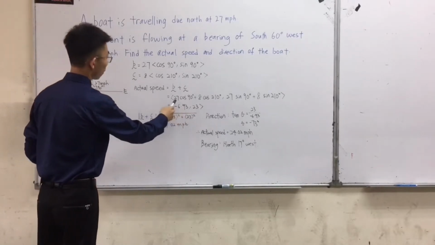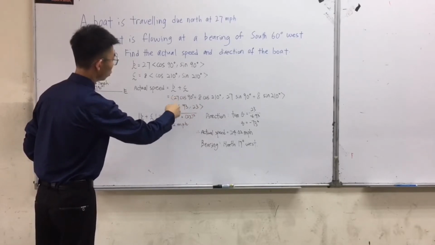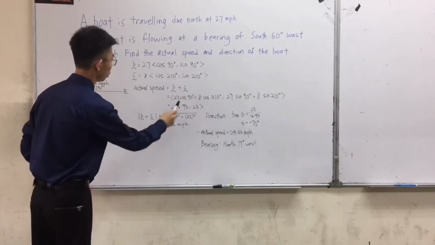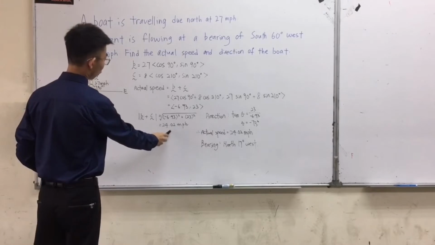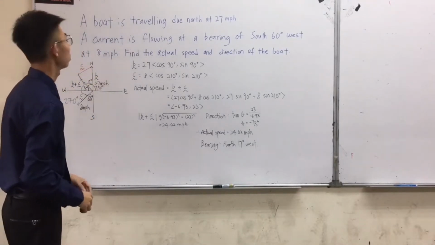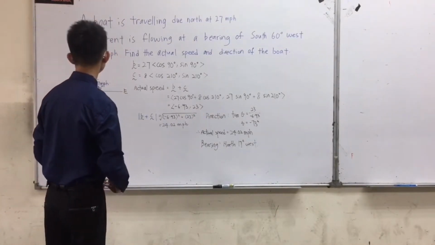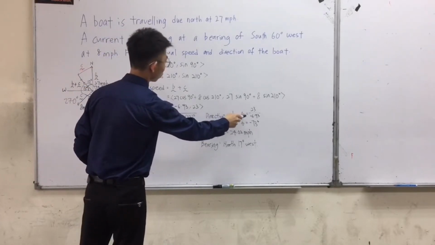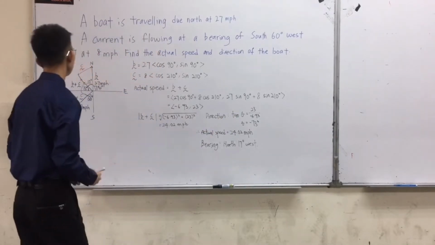After we put the values into the calculator, we get negative 6.93 and 23. And we find its magnitude and we get 24.02. So the next is to find the direction of the boat. We can find it through tangent theta equal to 23 over negative 6.93, and we get negative 73 degrees.